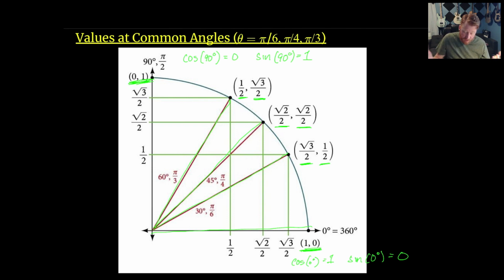So there we go. This gives us some nice things to not necessarily memorize, but I think as you work through these, they will sort of get memorized. Or there are some nice ways that I've alluded to already to figure out what these points should be. But there we go. We've got our common values here for pi over 6, pi over 4, and pi over 3.